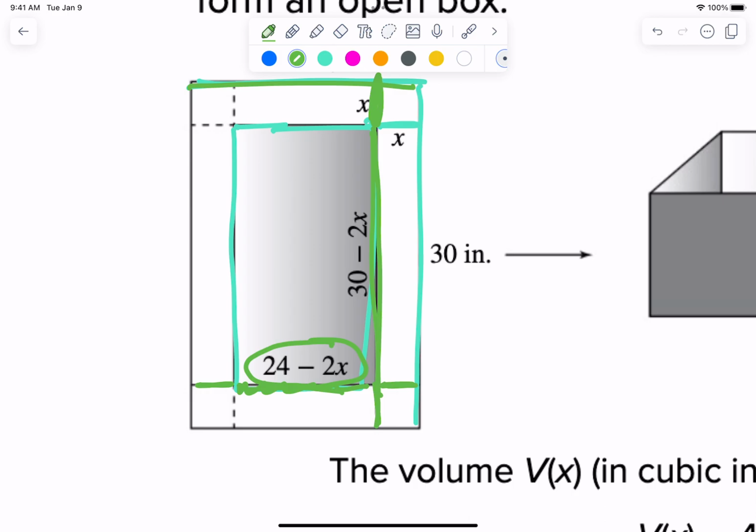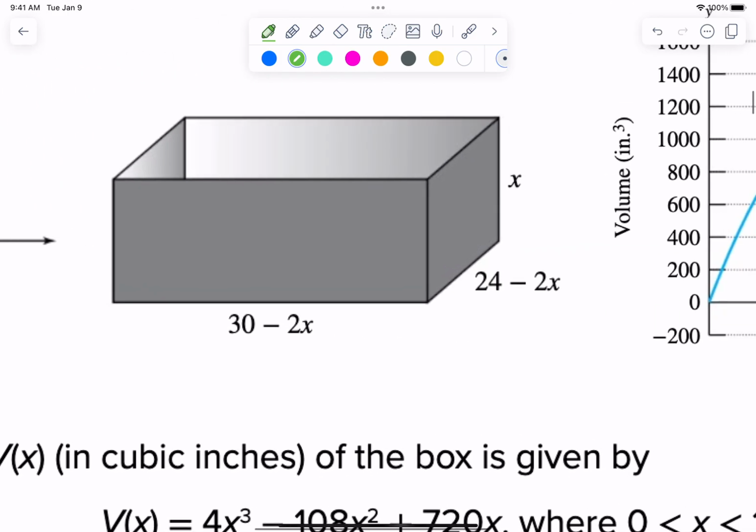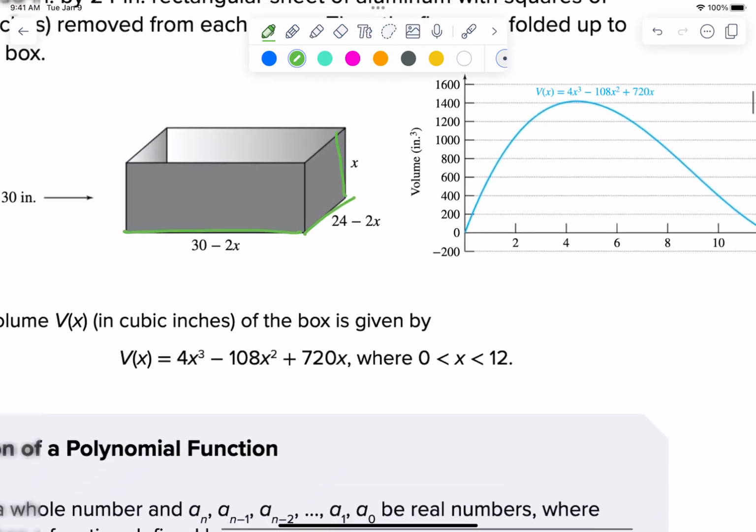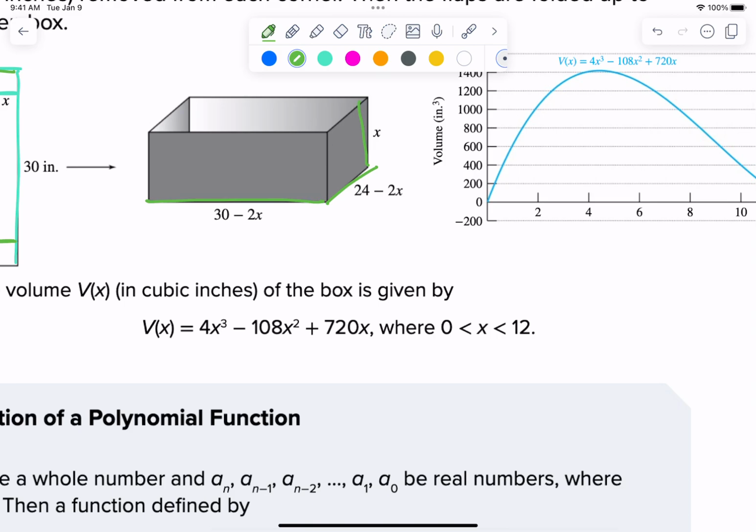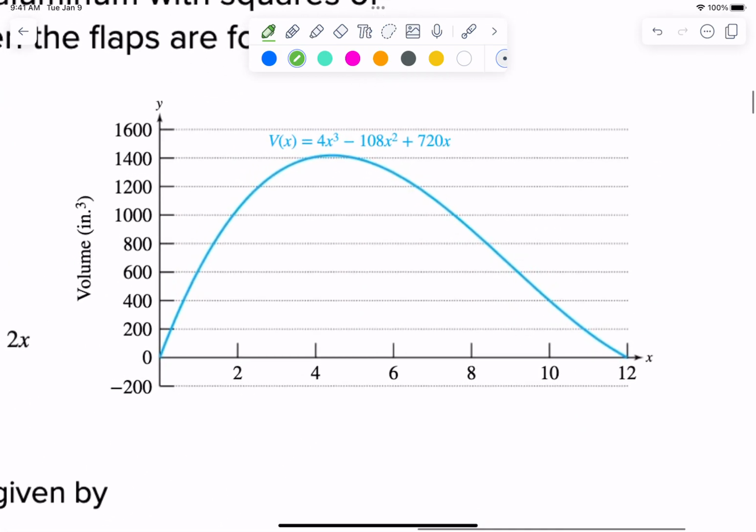So my entire volume is length times width times height. The height is going to be x, and the length and width are 30 minus 2x and 24 minus 2x. So I want to find the volume. When they multiplied all three of those together, they got this cubic function because we have three dimensions. So we have x cubed. And they want us to find the maximum volume. We graphed it, and we find that the maximum volume occurs at about there.